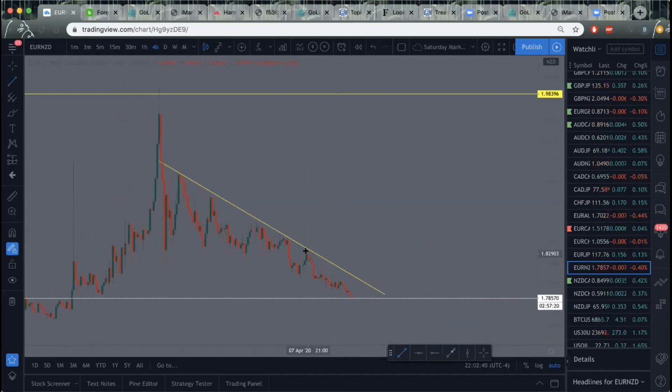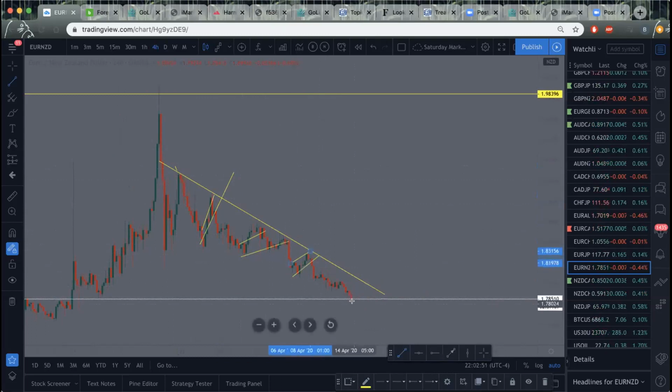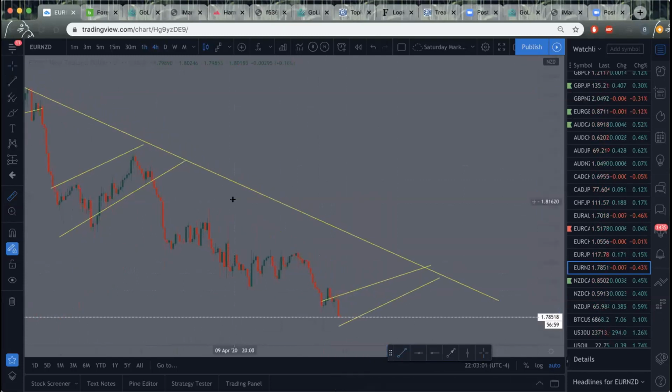Downtrend. Shoot, this would have been the flag. This would have been the flag. Flag right here. If anything, we need a flag right here. Like 100. Here.